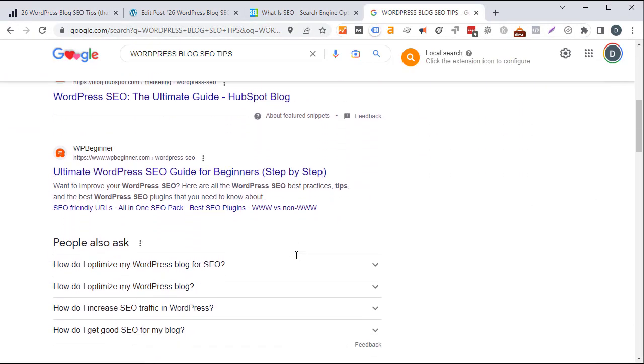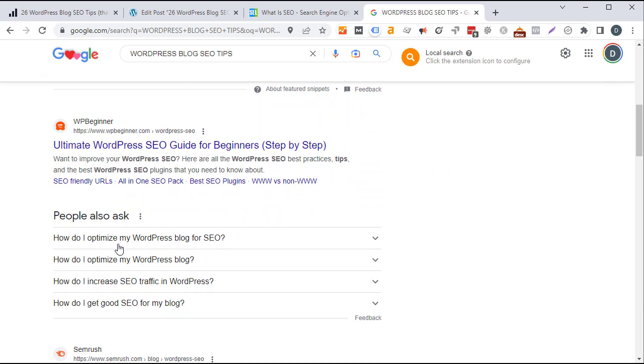When you come down to the People Also Ask section, you've got: How do I optimize my WordPress blog for SEO? How do I optimize my WordPress blog? How do I increase SEO traffic in WordPress? How do I get good SEO for my blog? So these are the questions Google thinks are relevant.